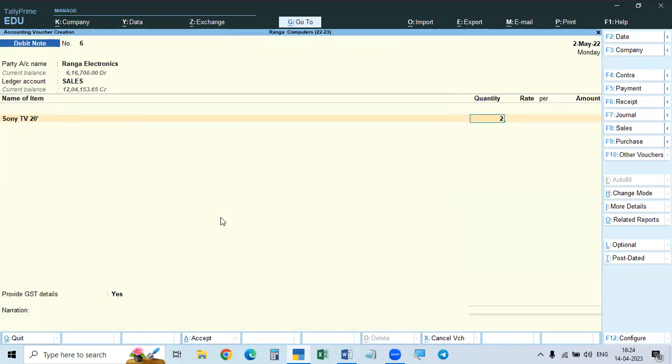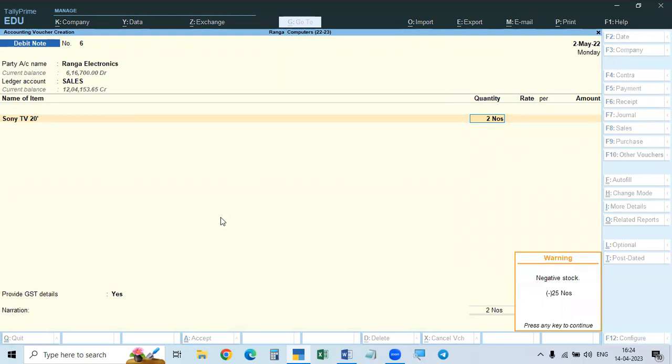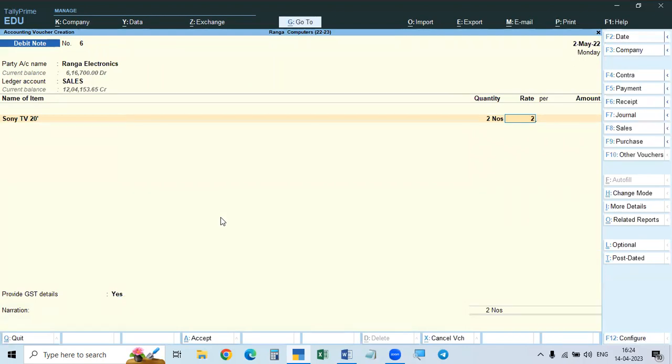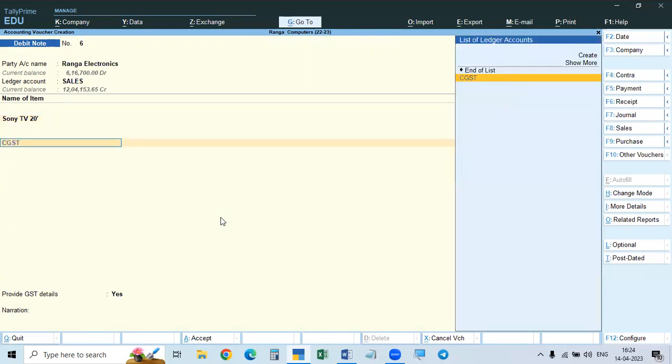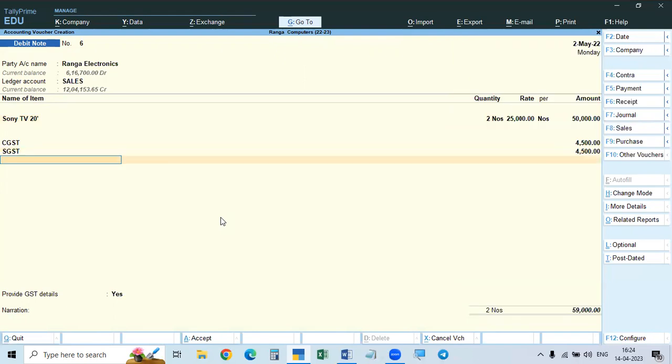We are increasing two numbers. Each number is 25,000 rupees, so the amount will be the same. The amount is the same, but only the quantity is changing. So you increase the quantity. Then you will take up GST, see here. You understand?